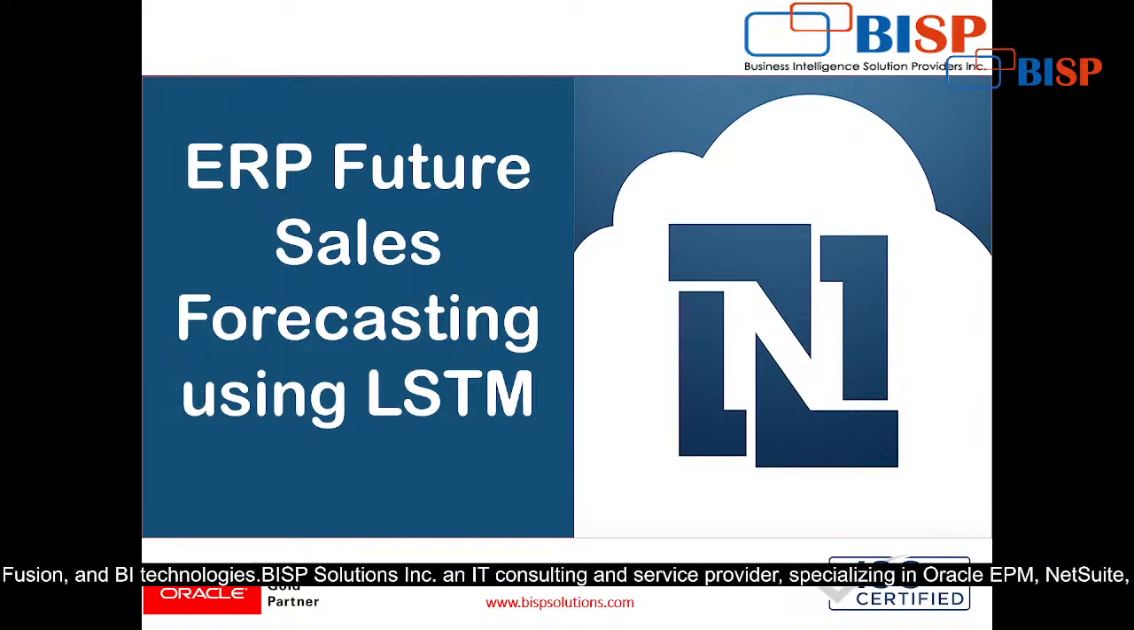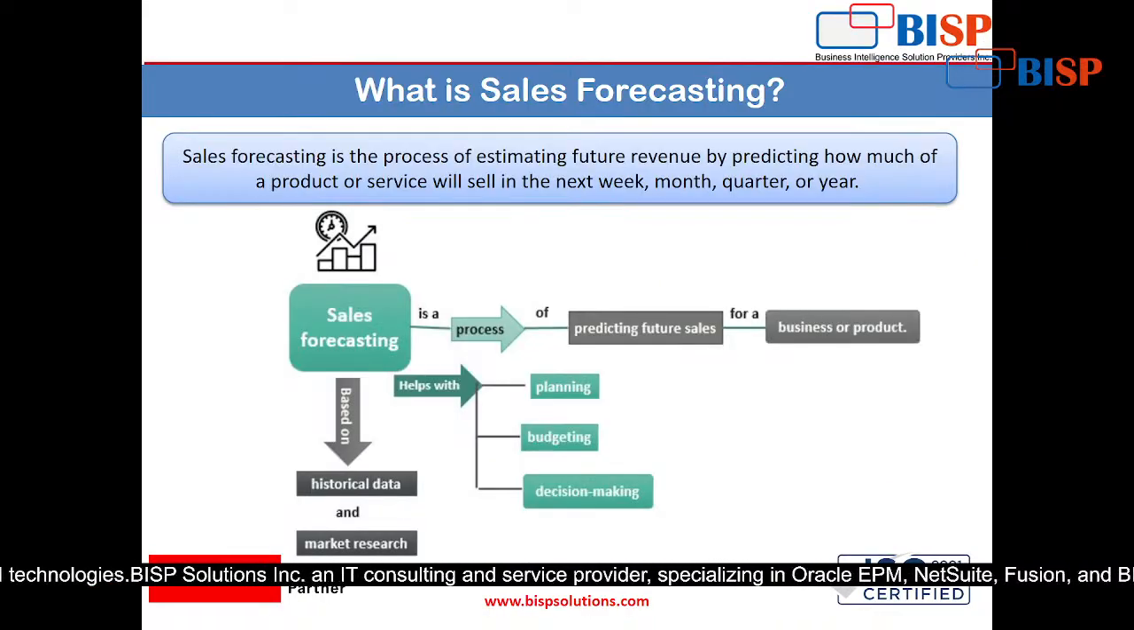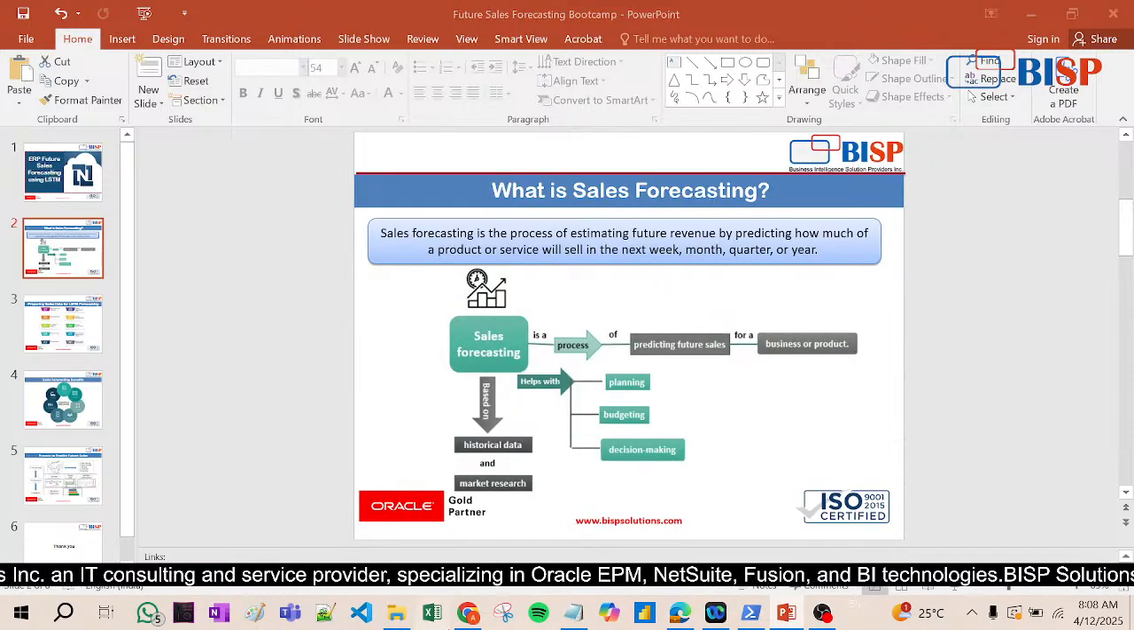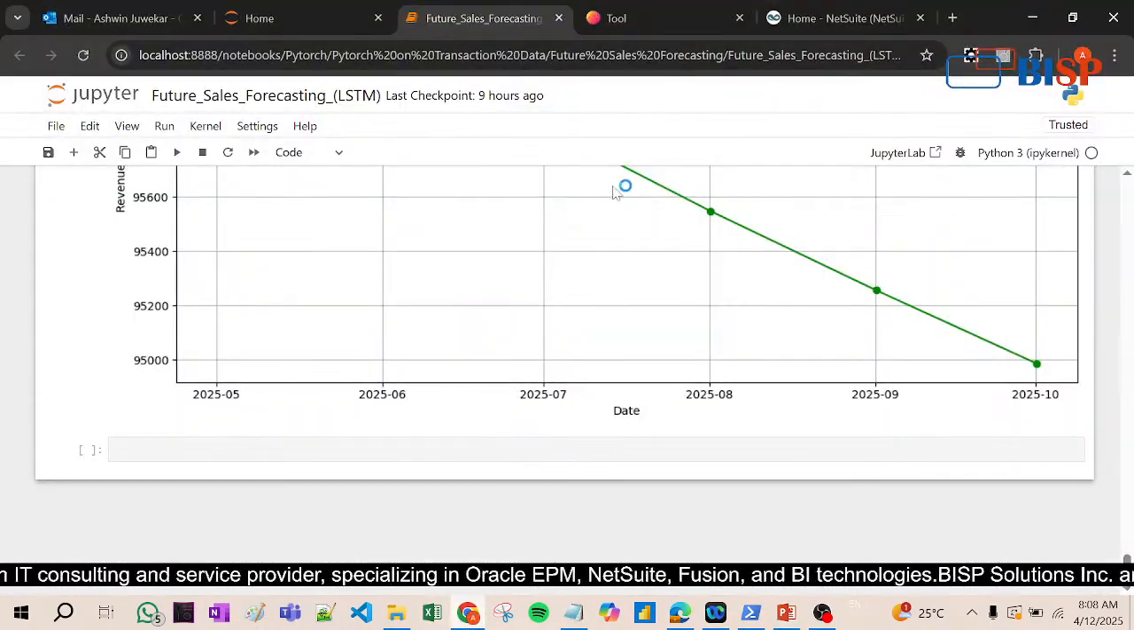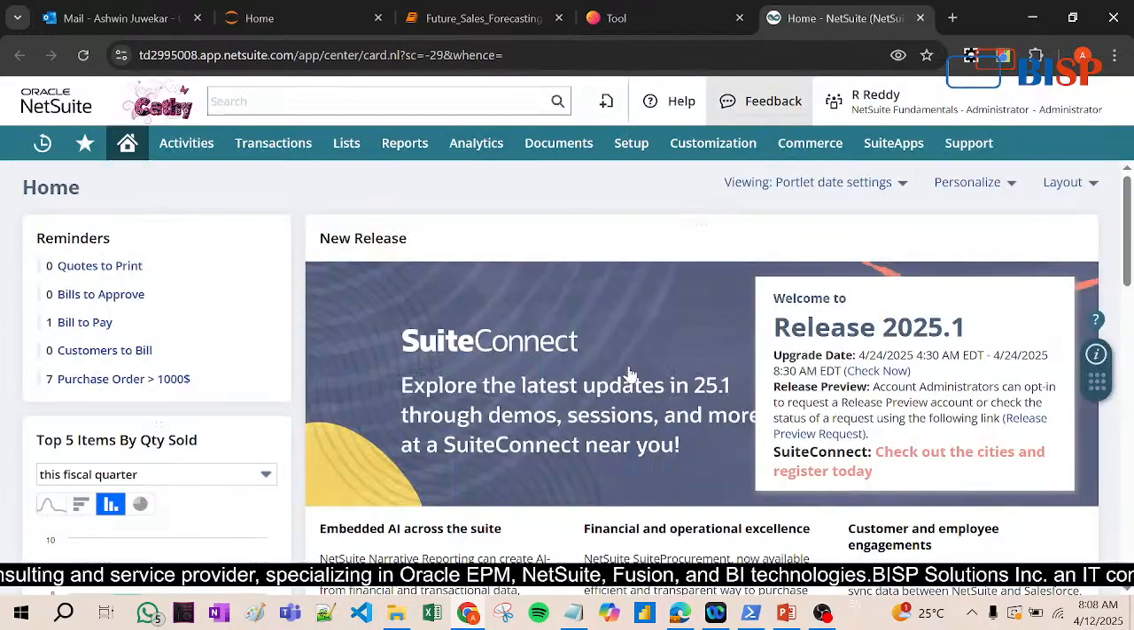Okay, now here also we will be doing the same thing. So let's see here, and I will show you the prediction of historical data in ERP. For example, let me show you this also. Here, look at this. This is NetSuite data.